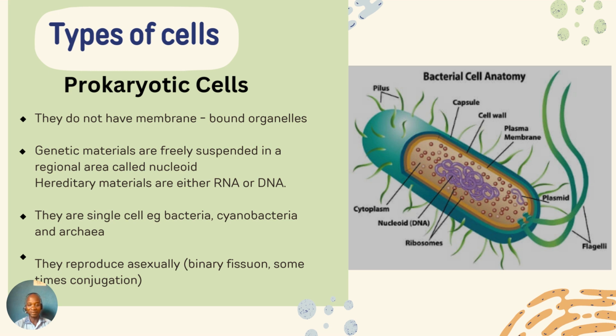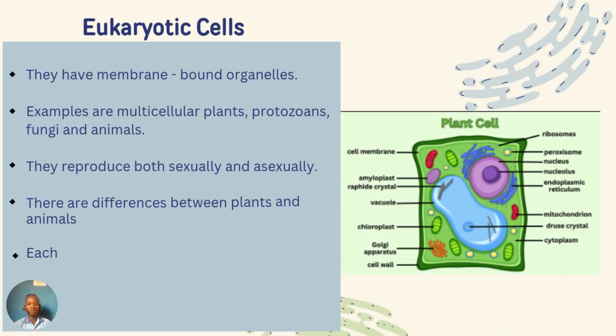Now, on the flip side, we have another type of cell, which we call the eukaryotic cells. What are these eukaryotic cells? They are the cells that have membrane-bound organelles. Examples are multicellular plants, protozoans, fungi, and animals. Even you and I have eukaryotic cells because each of those organelles has a membrane bounding them. We find them in the plants, and we find them in the animals.